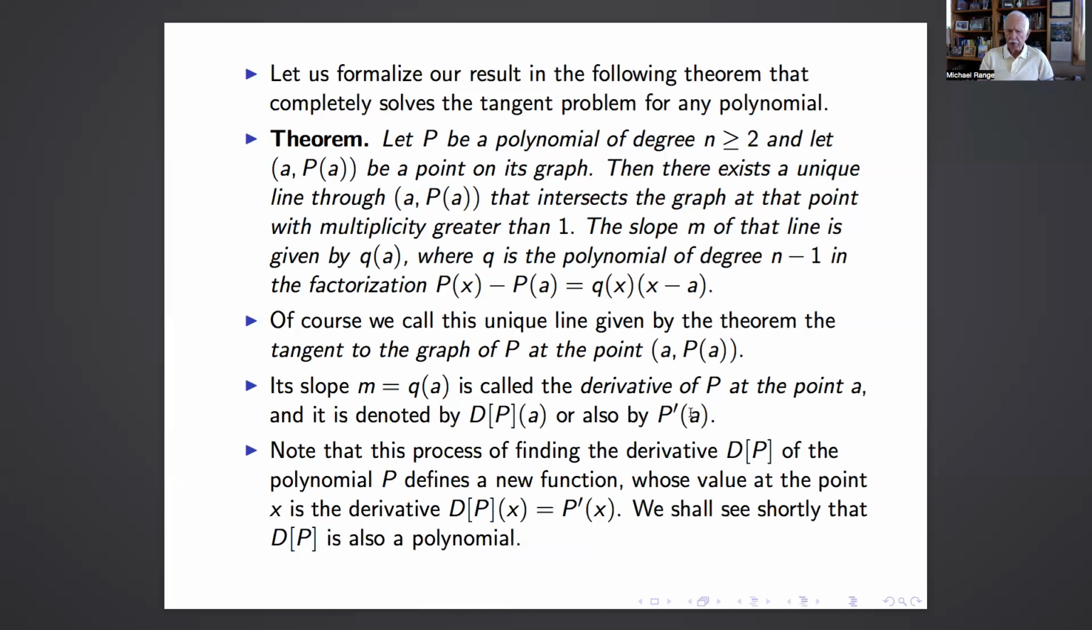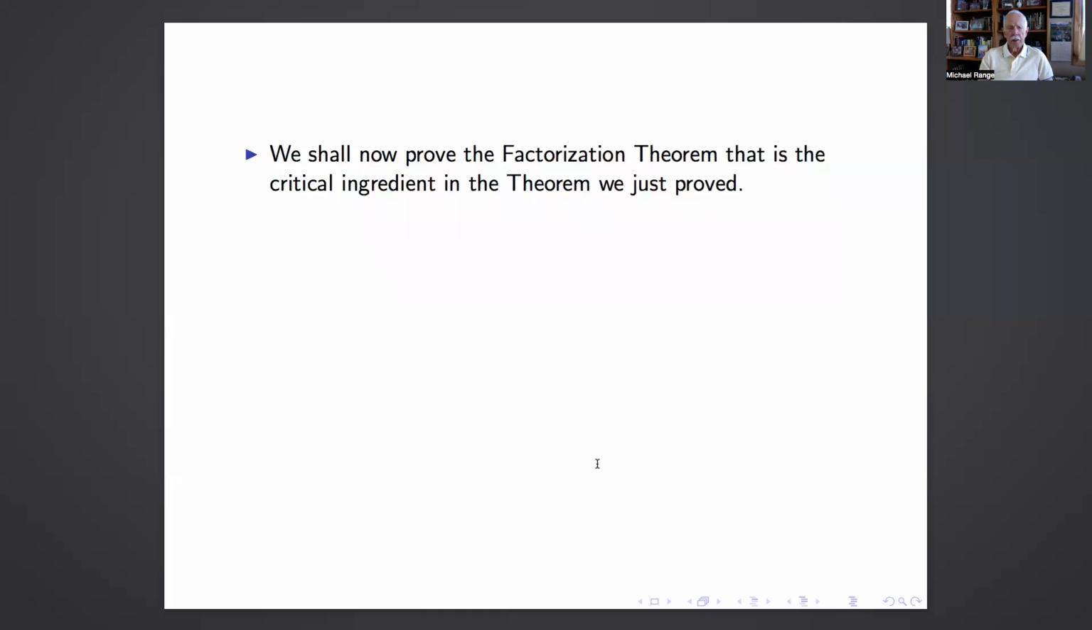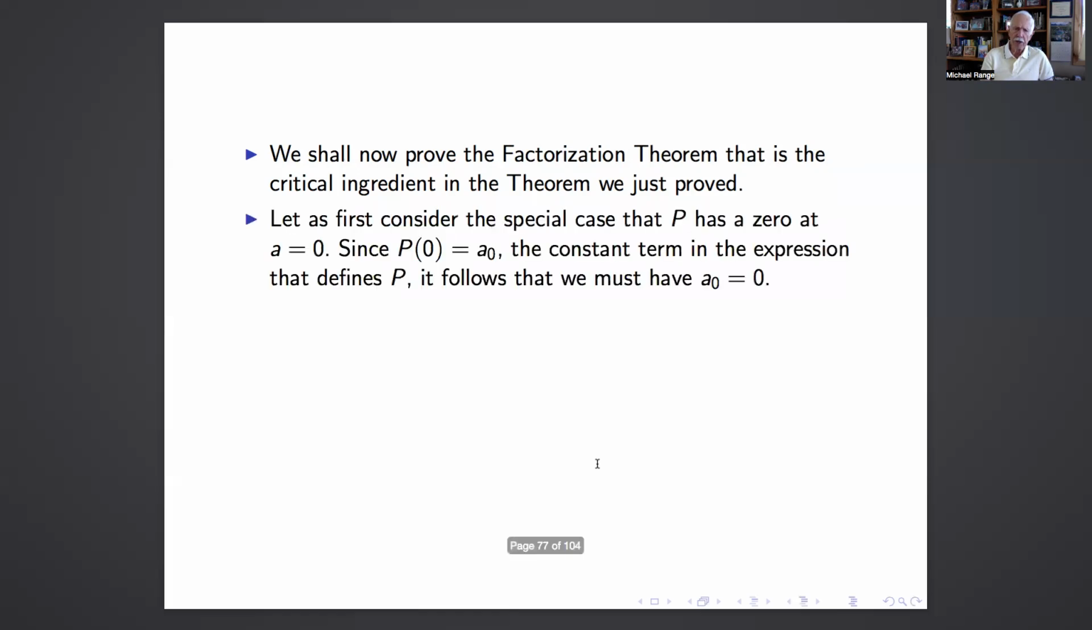Note that this process of finding the derivative of the polynomial p defines a new function whose value at the point x is the derivative of p at the point x. And we shall see shortly that the derivative is also a polynomial. We shall now prove the factorization theorem that is a critical ingredient in the theorem we just proved.